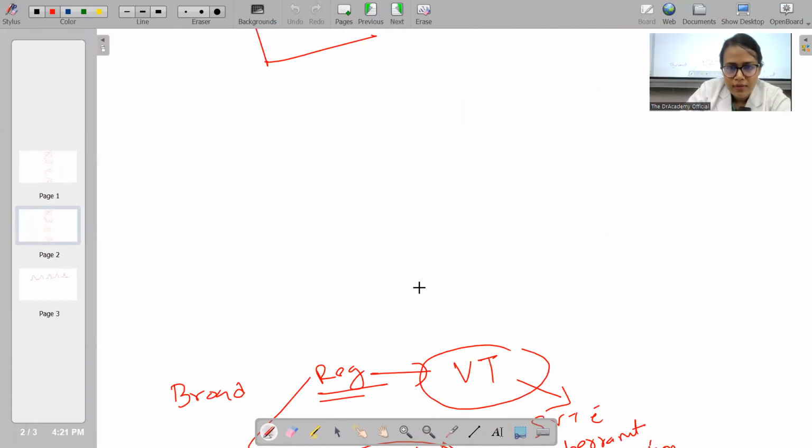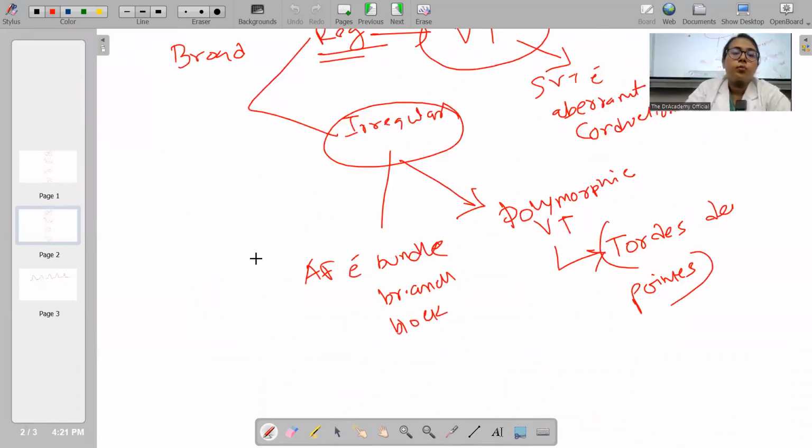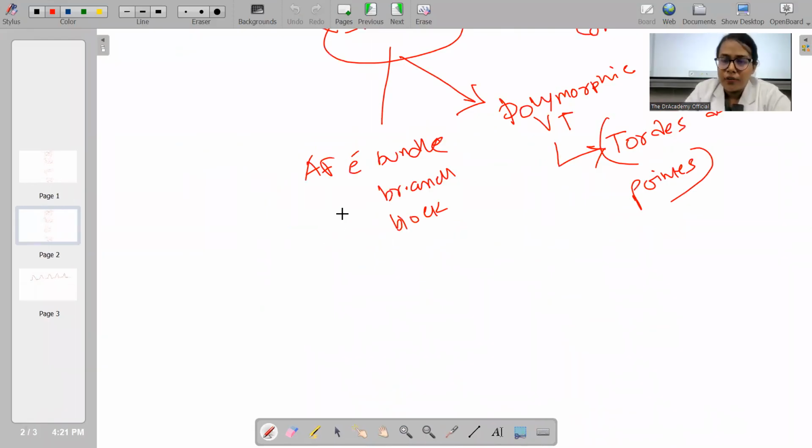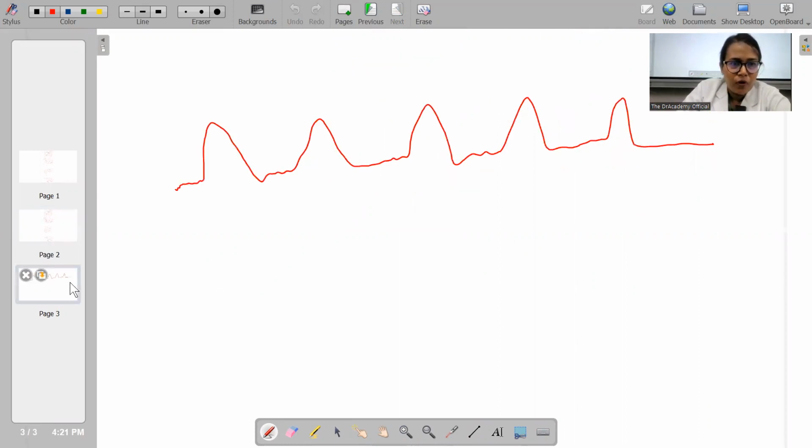So as I was saying, broad complex, and then we see whether the rate is regular or irregular. So if it is regular, it's almost always ventricular tachycardia. If this is irregular, there are two possibilities. One is atrial fibrillation with bundle branch block, or the other possibility is polymorphic ventricular tachycardia. Within this, there is torsades de pointes.